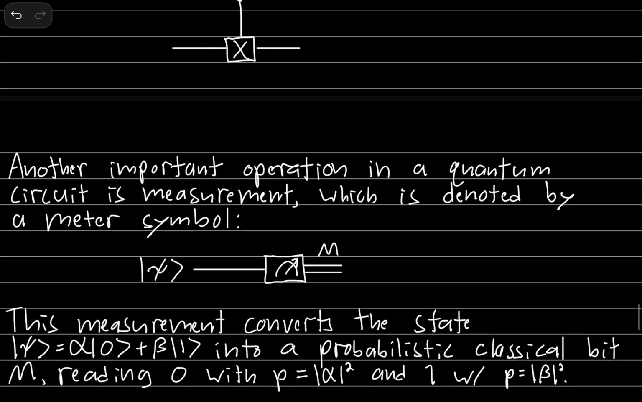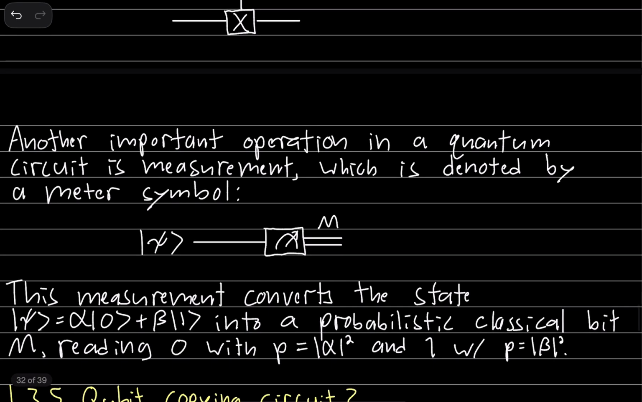Another important operation in a quantum circuit is the measurement operation. This is denoted by this meter symbol here, which you'll see in a lot of literature as well, followed by these two lines. These two lines extending out are just notation to say that what this operation produces is a probabilistic bit, which we'll call M.